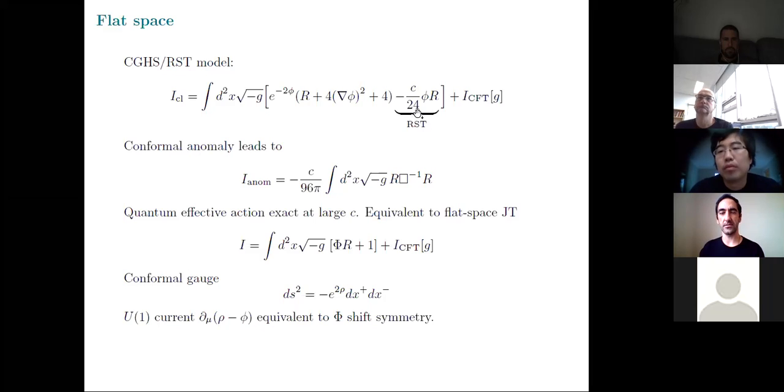And that's why Russo, Susskind, and Thorlacius, RST, added this term. It was so that they could have this U(1) current. The CGHS action without this term has a U(1) symmetry in the classical action, but it's broken by the anomaly. RST added this term so that once you include the anomaly, the U(1) current is still preserved. And therefore, altogether with the anomaly term, the RST action can be field redefined into, again, what's sometimes called the flat space JT action. Okay, so that's one perspective on this term, and it leads to nice analytic features of the model.